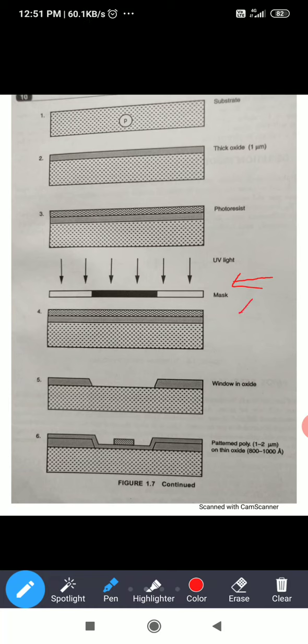Next class we will see the NWELL process. CMOS, PWELL and NMOS processes we will see in the next class.